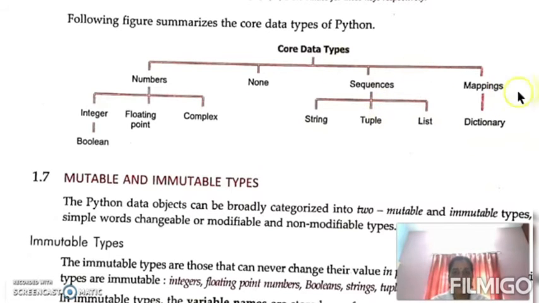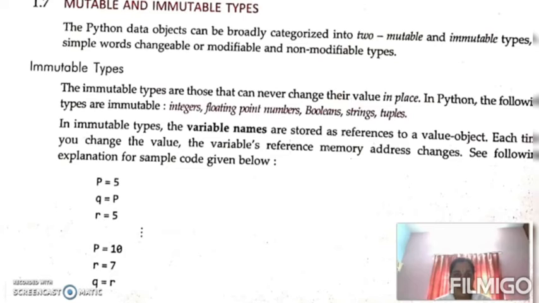Mapping means mapping by using key-value pairs, and for that we use a dictionary. Next topic is mutable and immutable types. In the case of list and tuple, we said list is mutable and tuple is immutable. So what is the difference between mutable and immutable?